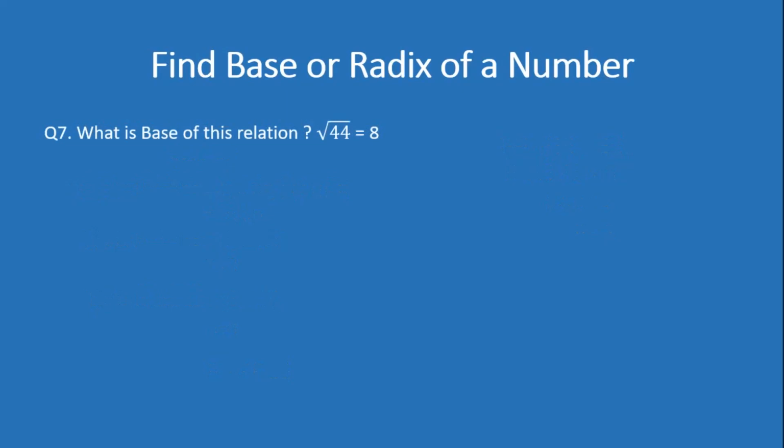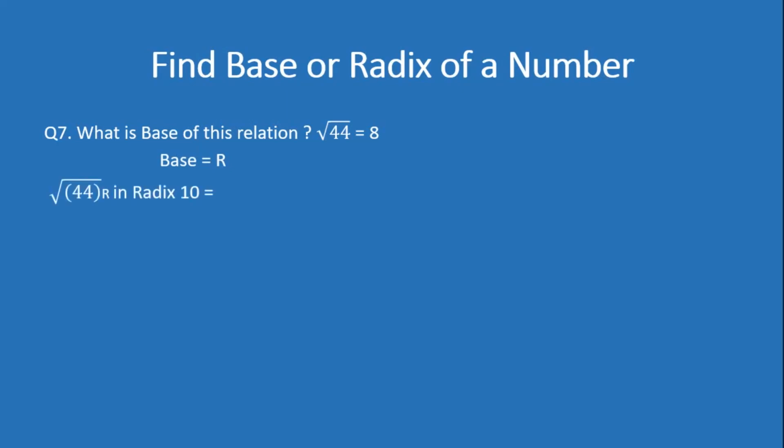Now the next question. In the next question, there is also a relation. Here root under 44 equal to 8. And we have to find the base of this relation. Here also we assume the base is r and we have to find the value of r.